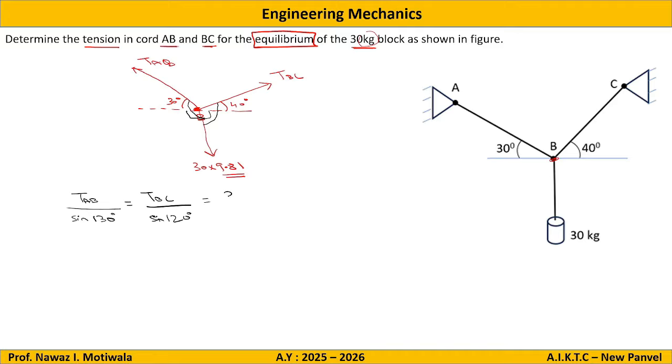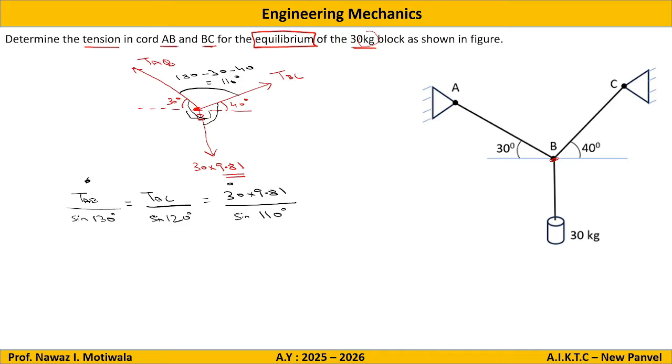And finally the third force, 30 into 9.81 divided by sine of, I need this angle between the other two forces. So it will be basically 180 minus 30 minus 40. This 30 and 40 will be subtracted from this entire 180. Angles forming a linear pair. So I will get the angle as 110 degrees. Sine of 110 degrees.